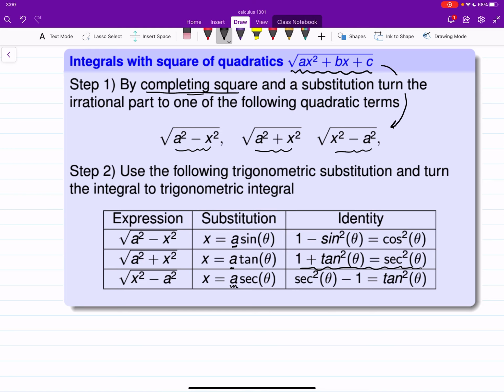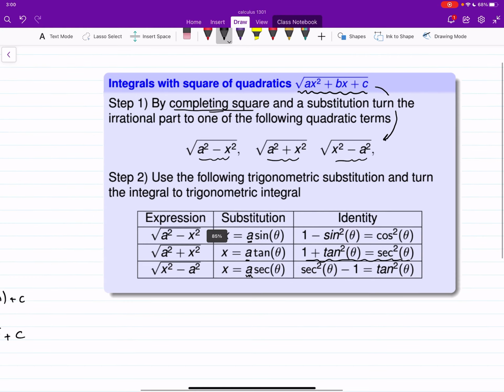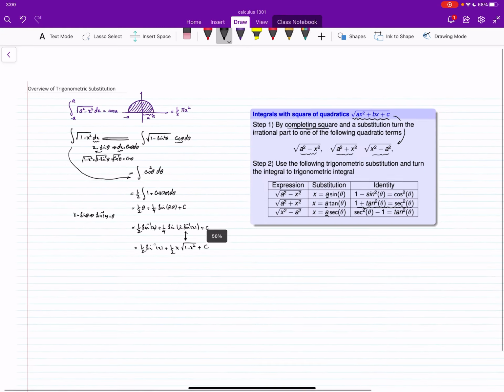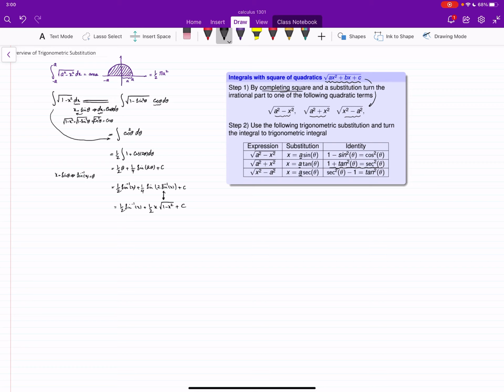Okay, so this video was just an overview of what a trigonometric substitution is. In the next videos, you will see examples and how we use trigonometric substitution to integrate functions.